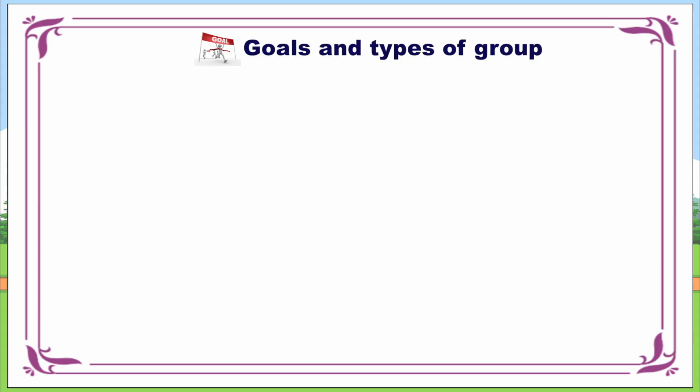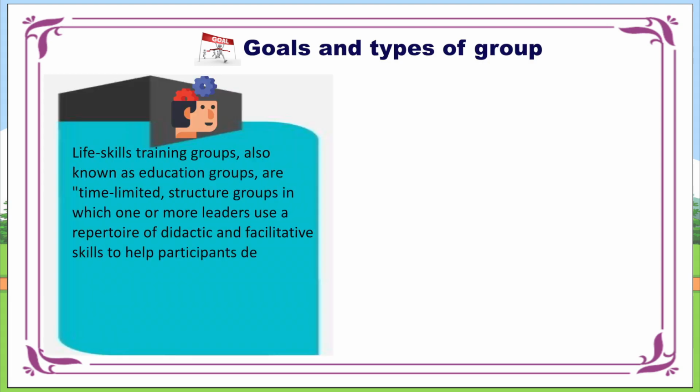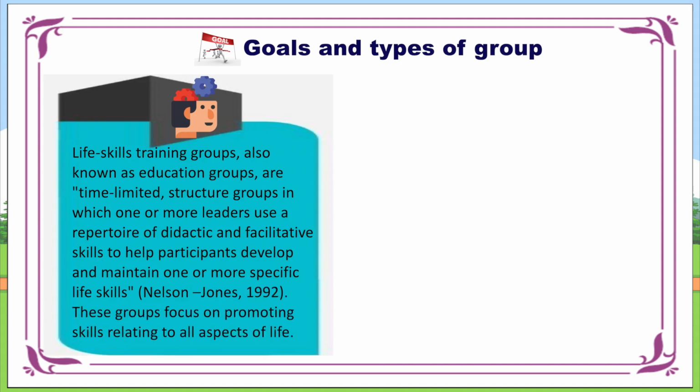According to the type of group, counseling goals may also vary. There are a few identified common types of groups and their goals. The first one is life skill training groups, also known as education groups. These are time-limited, structured groups in which one or more leaders use a repertoire of didactic and facilitative skills to help participants develop and maintain one or more specific life skills. These groups focus on promoting skills relating to all aspects of life.